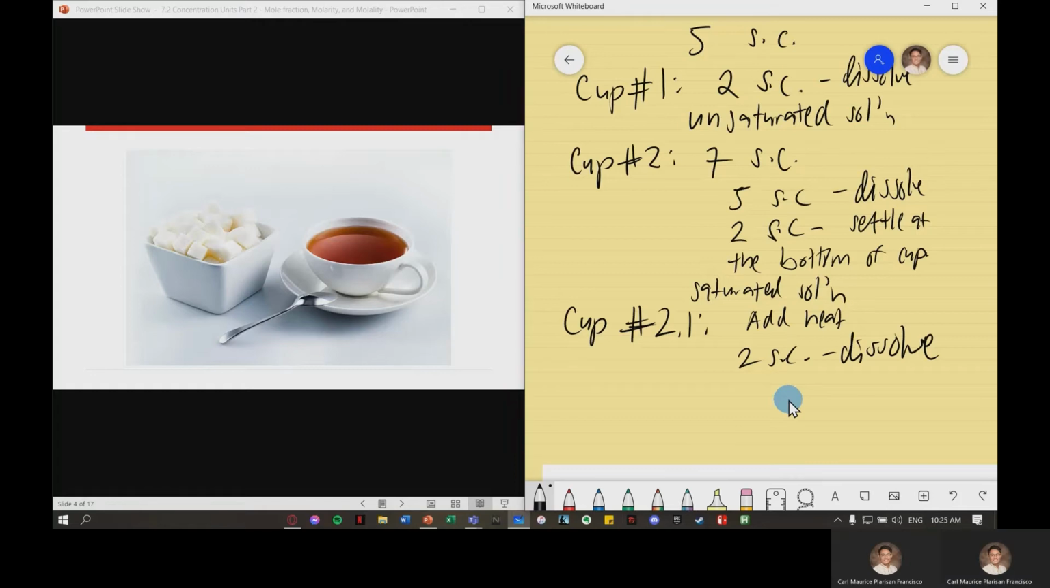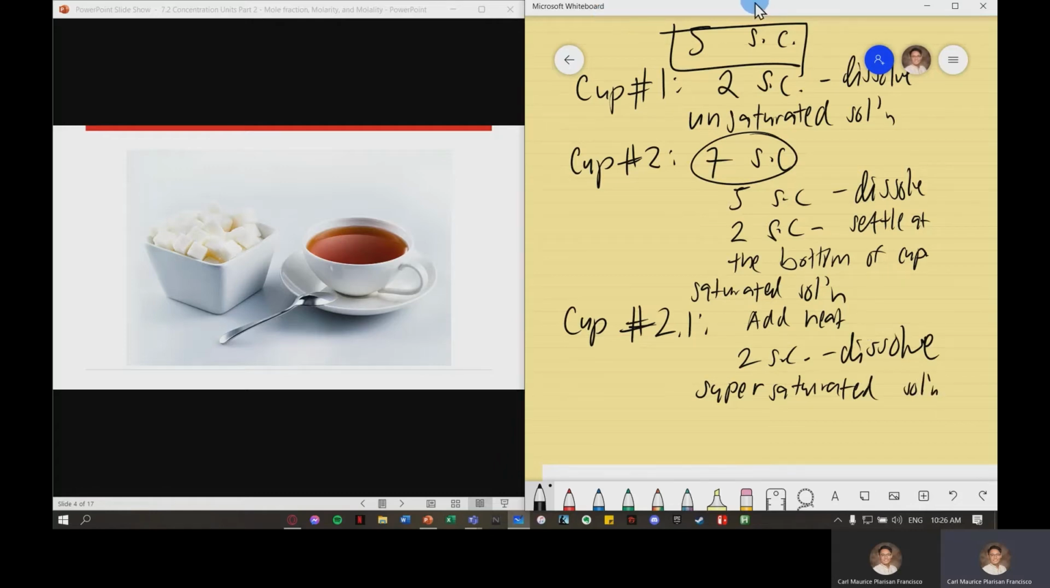Okay? Now at this point, because of the addition of heat, the 2 sugar cube dissolves. Kahit na alam natin, di ba, 5 ang na-dissolve, tapos ininit natin ng cup, na-dissolve na din ng 2. Total 7. Kahit na alam natin na 5 lang ang kapasidad, pero 7 ang nag-dissolve. Ang tawag na natin ngayon ay super saturated solution. Nalagpasan natin yung kapasidad. Ang kapasidad 5 lang.